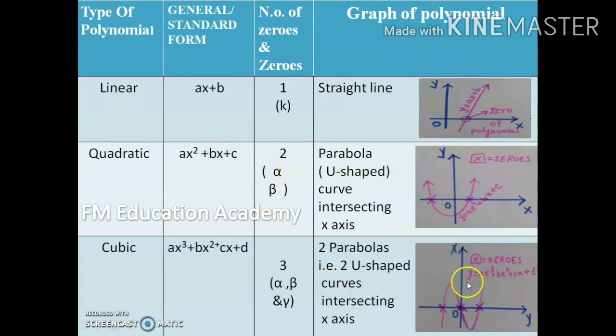Always, the quadratic polynomial will have a U-shaped curve. It can be either open upwards, or it can be open downwards. So where is the x-axis meeting the curve? The x-axis is meeting the curve at 2 points, 1 point and 2 points. So these are my zeros from the graph.